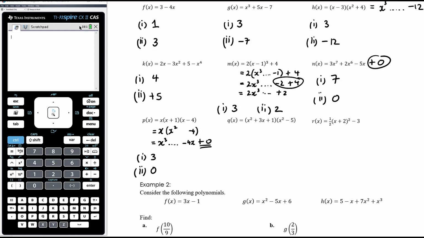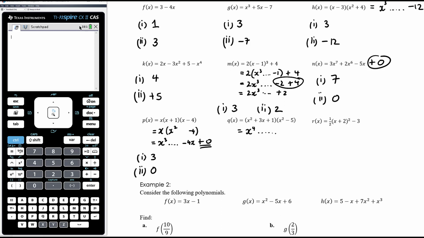Alright, q of x. Again, let's think about what would happen if we expanded it. So the highest power of x is going to come from when we multiply the two highest powers of x in each of the brackets together. So x squared times x squared. Sorry, I don't need a bracket there. It's going to be x to the power of 4. And then I'm not really interested in all the terms in the middle.